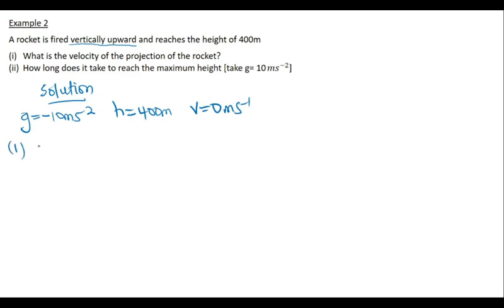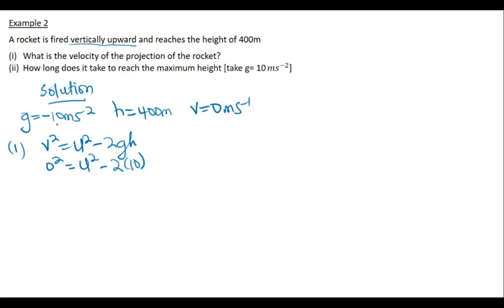What is the velocity of projection of the body? We simply use v squared equals u squared minus 2gh, because we have height. We know the final velocity is 0, so we have 0 squared equals u squared minus 2 times gravity, which is 10. The negative over here is a result of the negative that we placed over here, so you don't need to substitute negative 10 in place of gravity over here.